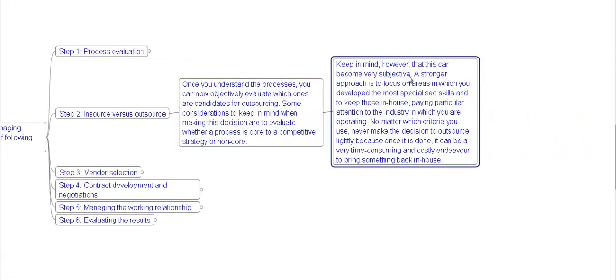Keep in mind, however, that this can become very subjective. A stronger approach is to focus on areas in which you develop the most specialized skills and to keep those in house, paying particular attention to the industry in which you are operating. No matter which criteria you use, never make the decision to outsource lightly, because once it's done, it can be a very time consuming and costly endeavor to bring something back in house.